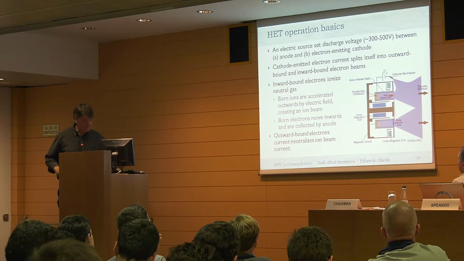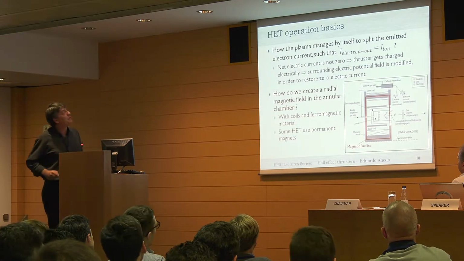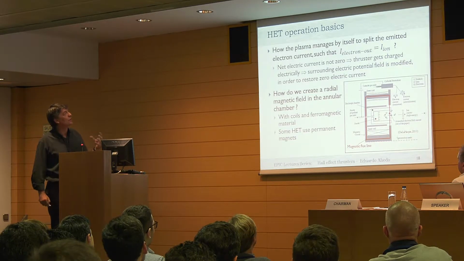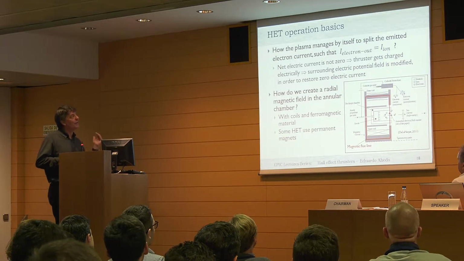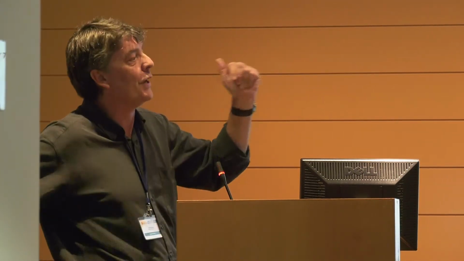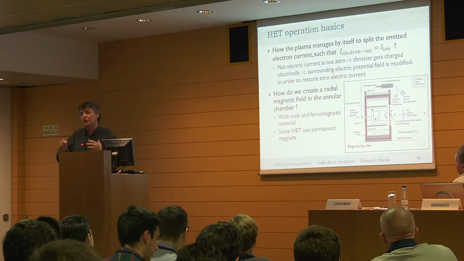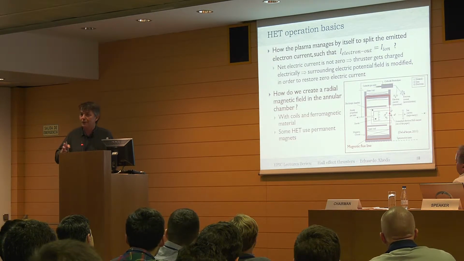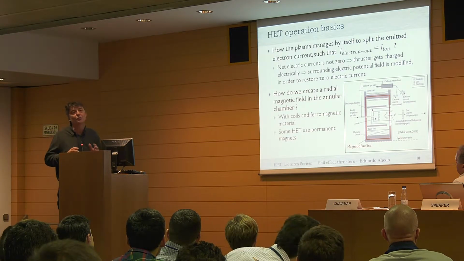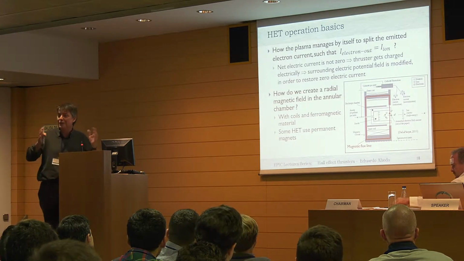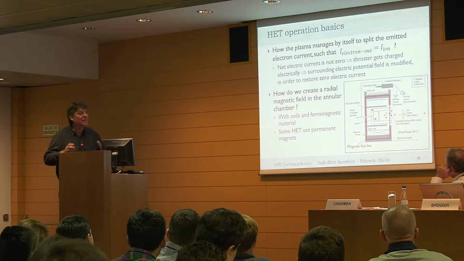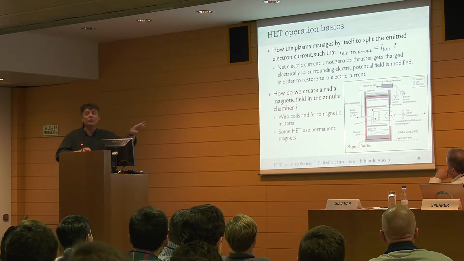So the first question is how the plasma manages by itself to split the emitted electron current such that the part of the cathode current that goes downwards is equal to the ion current. This was also a problem for the ion thruster. At the beginning of this story, the engineers were very worried about how this could work, if it could work fine or not. And this is one of the cases where the plasma is very friendly. It's a good guy. It's not the bad guy that it usually is. It manages by itself to send electrons there and there.